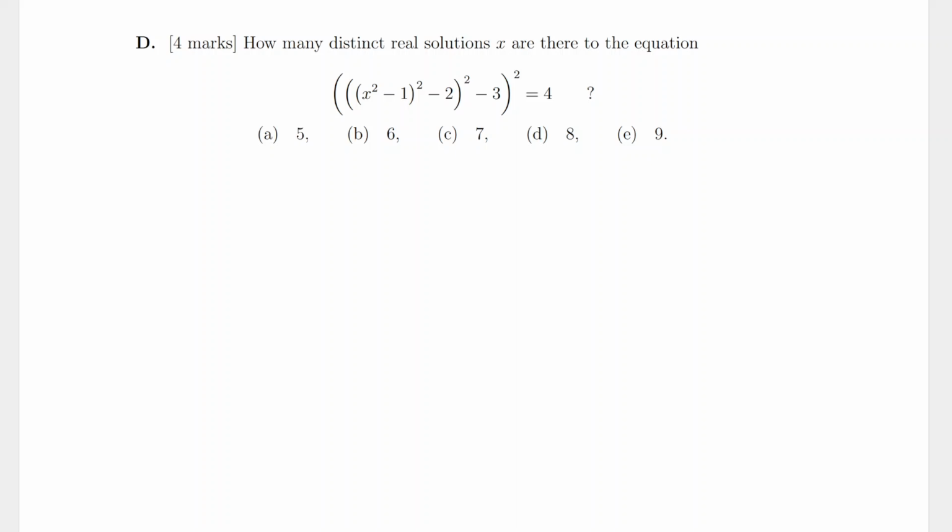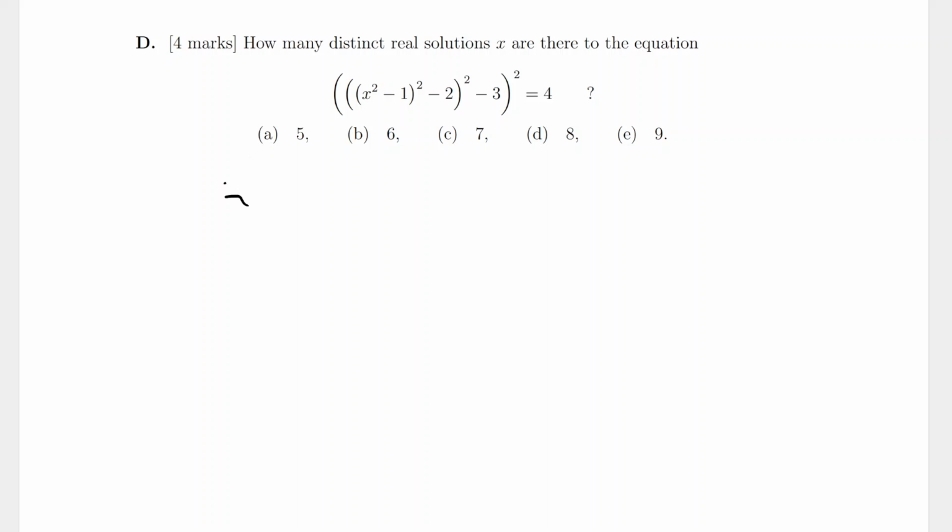Okay, now question D. How many distinct real solutions x are there to the equation? This question is one of the most lenient MAT questions I've seen in a while. It's pure expansion, right? Basically, you just have to be careful with the algebra, then you get there. I mean, there's literally no thinking involved, to be honest. Yeah. So let's just do it. I mean, there's nothing interesting to explain here at all.